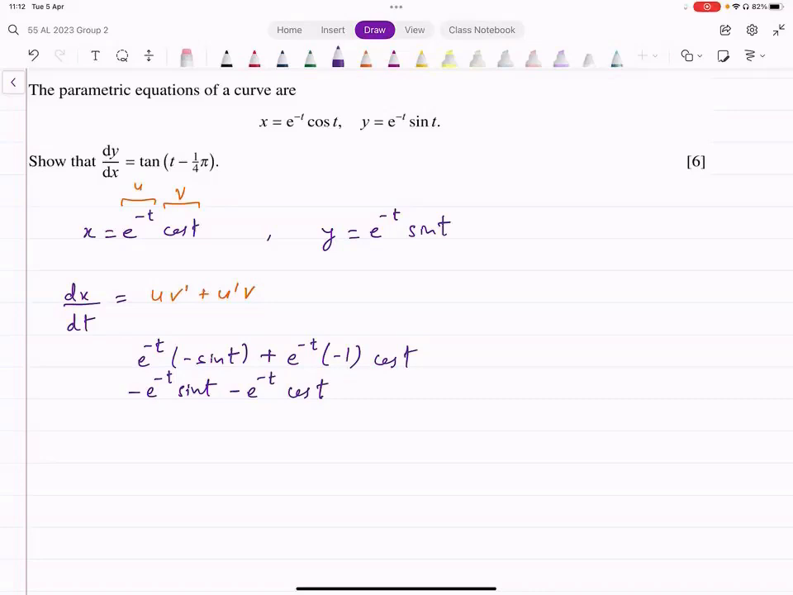Is that okay? Any problems? Let's do the other one.